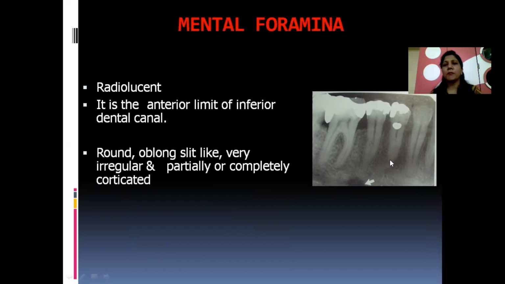Sometimes it is below the apical region of the second premolar, sometimes in between the first and second premolar, or sometimes in between the distal aspect of the second premolar. It might be round, oblong, slit-like, or completely or partially obliterated. Now, this mental foramen identification is important in view that sometimes you may misdiagnose the mental foramen as a periapical pathology of the tooth which comes in contact with it.